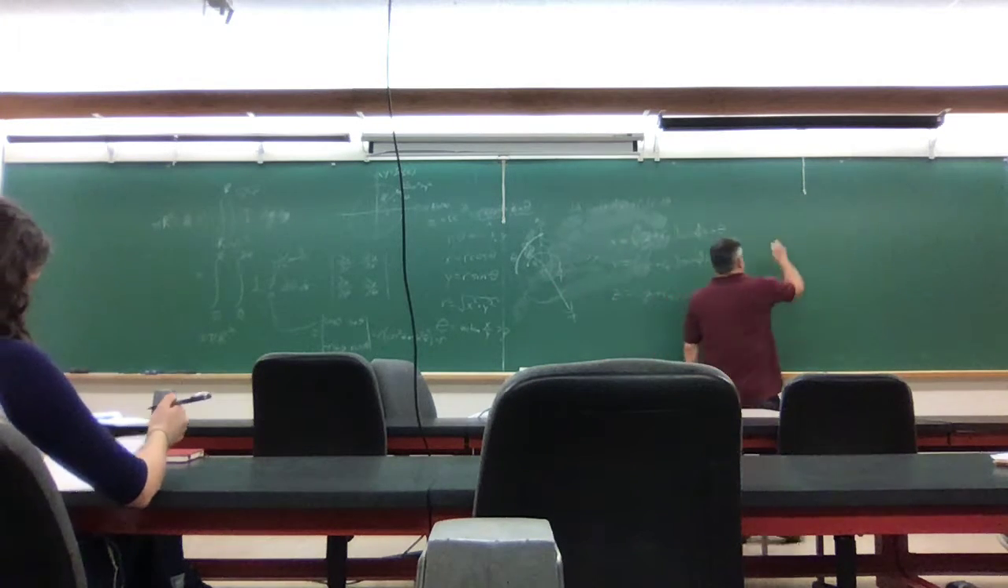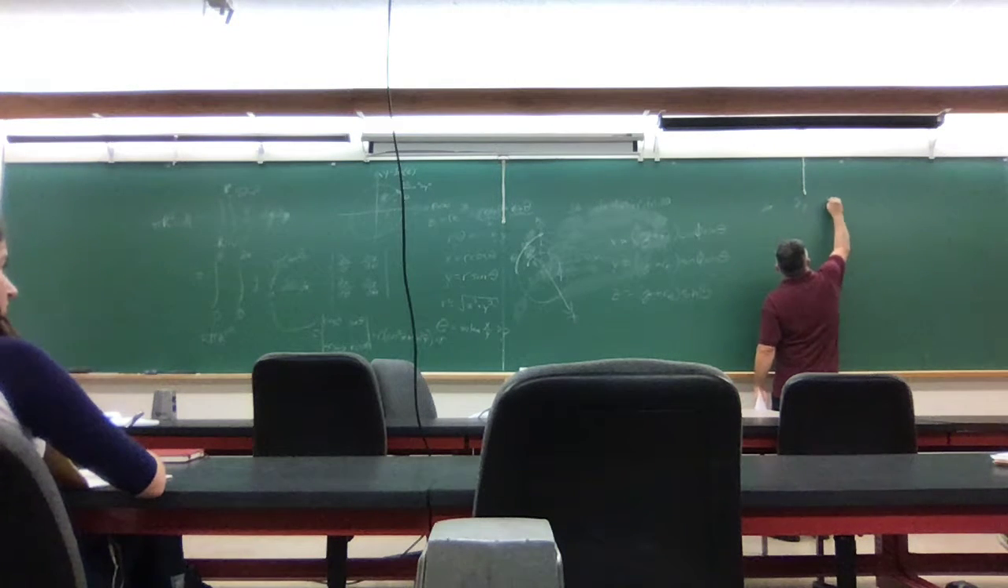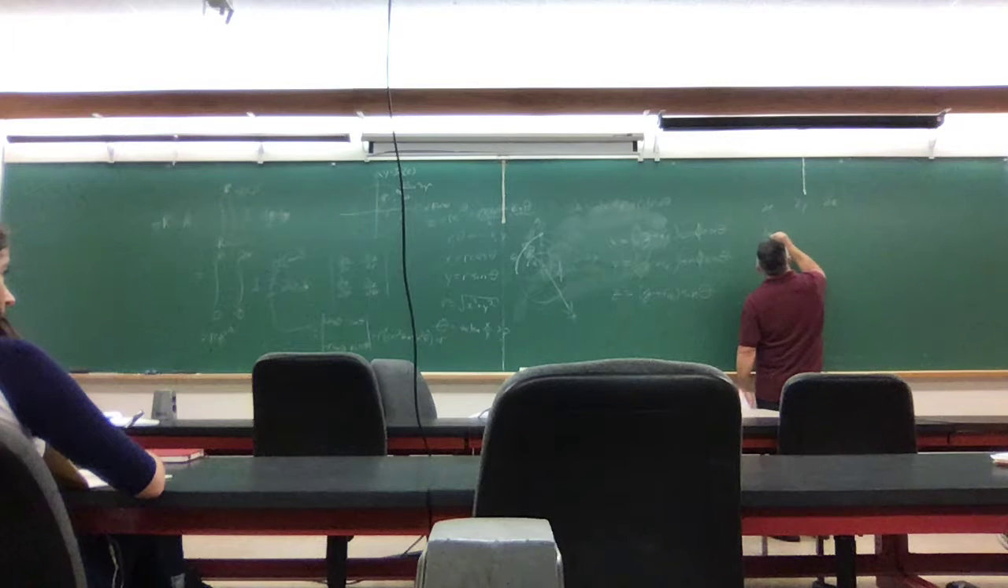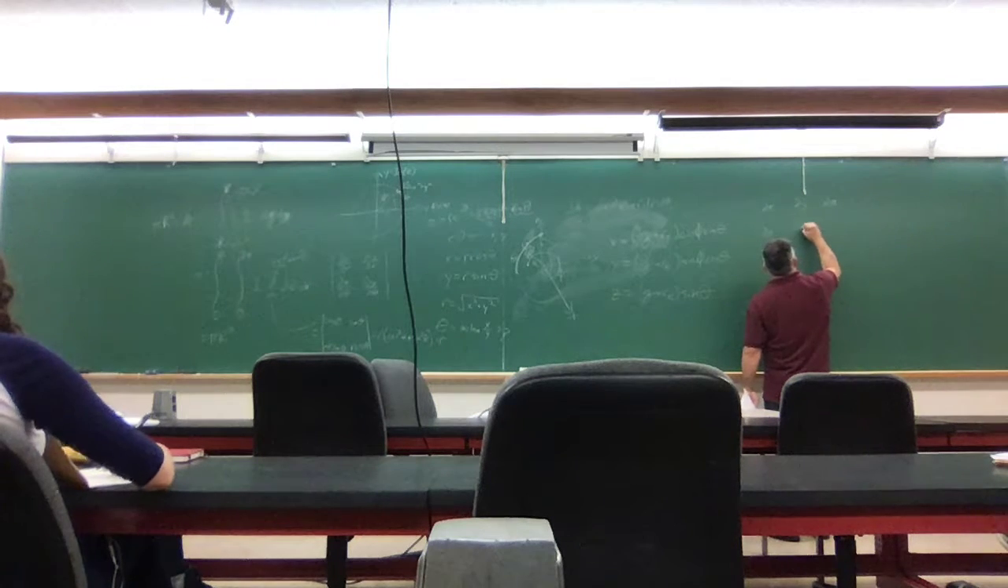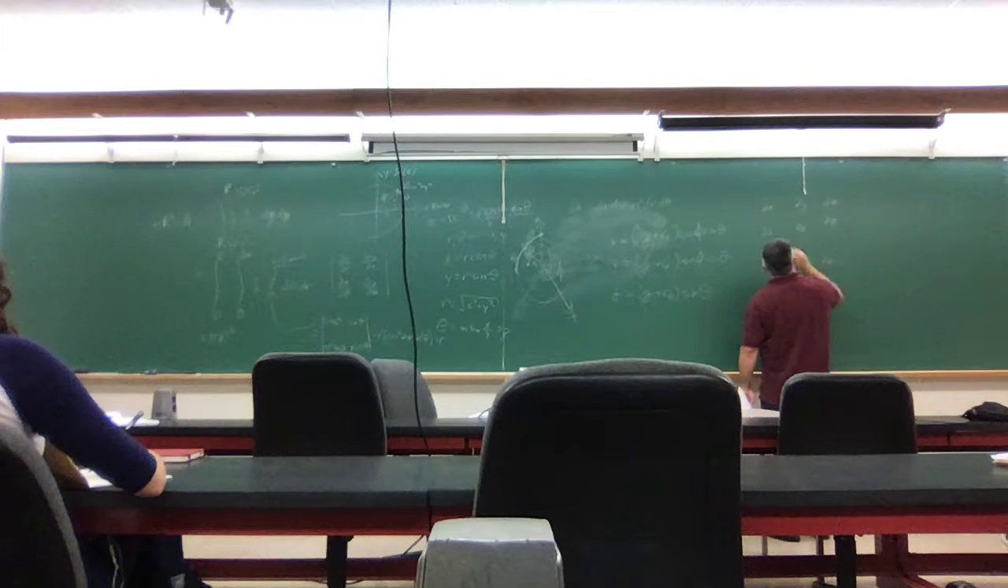So now we have a 3D Jacobian matrix: dx, dy, dz, and so on. Taking the determinant of that, and all these deltas.